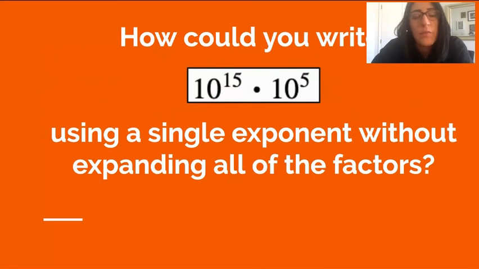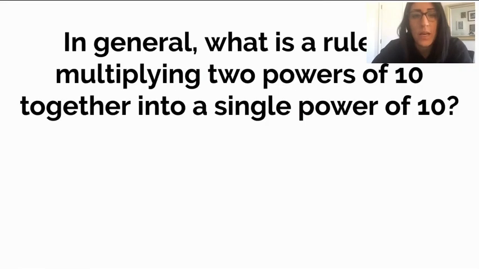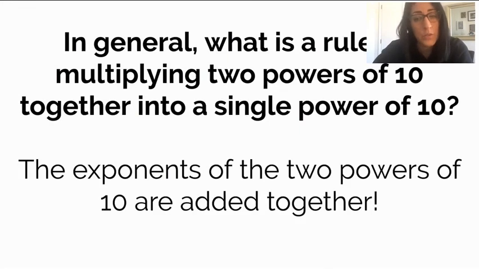How could you write the following, 10 to the 15th times 10 to the 5th, using a single exponent? Well, again, applying that rule, we can add 15 and 5 together, and that would be 10 to the power of 20. In general, what is a rule for multiplying 2 powers of 10 together into a single power of 10? The exponents of the 2 powers of 10 are added together, and that should meet your success criteria for today.